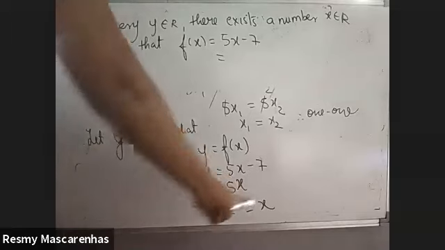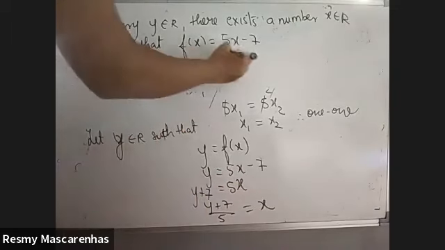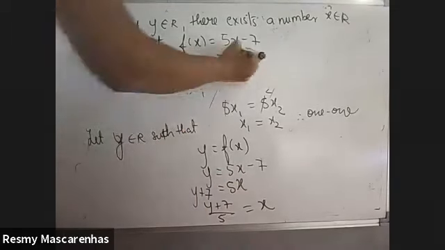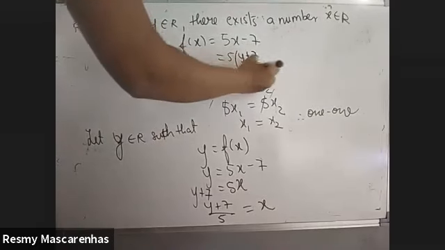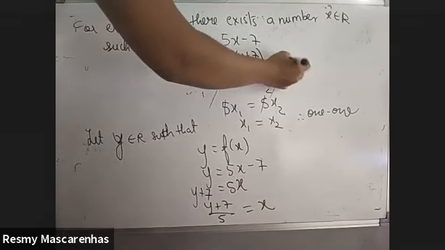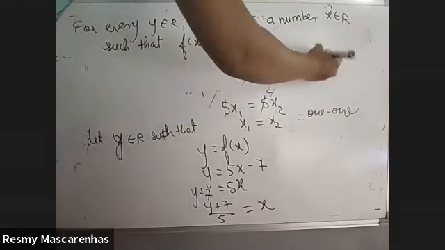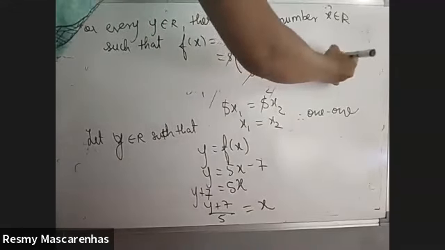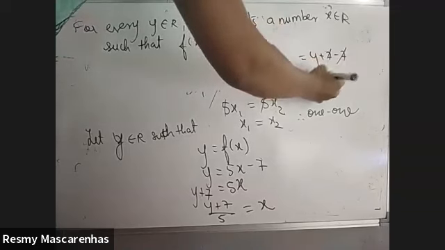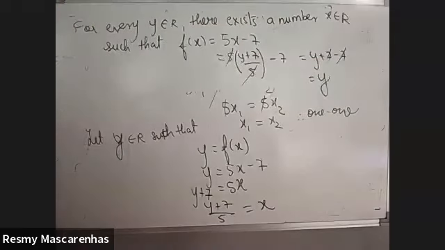So what is the value of x? y plus 7 upon 5. So put the value. First 5 and 5 will cancel. What we get is y. So you are getting the answer as y. Therefore, it is onto.